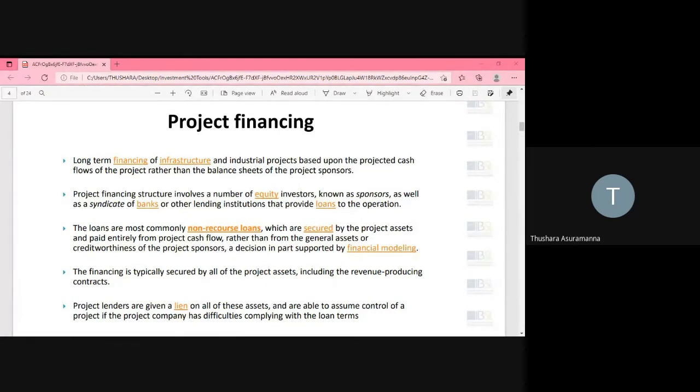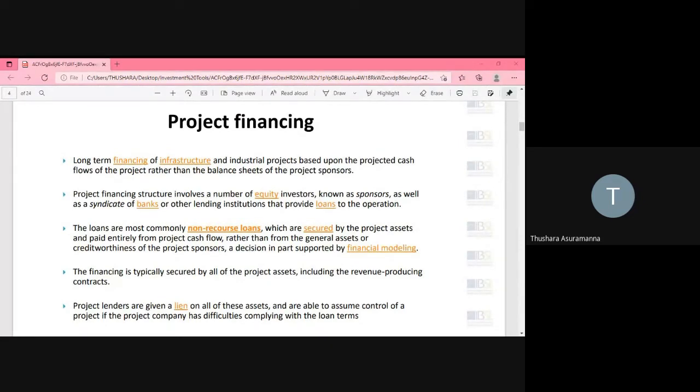Then we try to understand about project financing. It's again a very important concept. So the definition basically tells us it's a long-term financing of infrastructure and industrial projects based upon the projected cash flows rather than the balance sheet of the project sponsors.